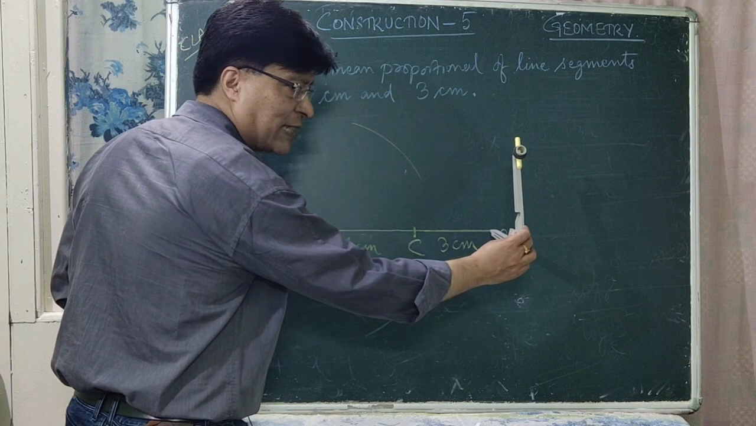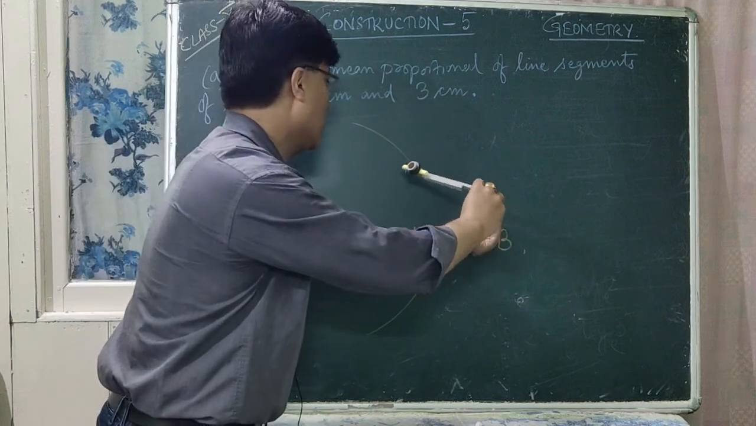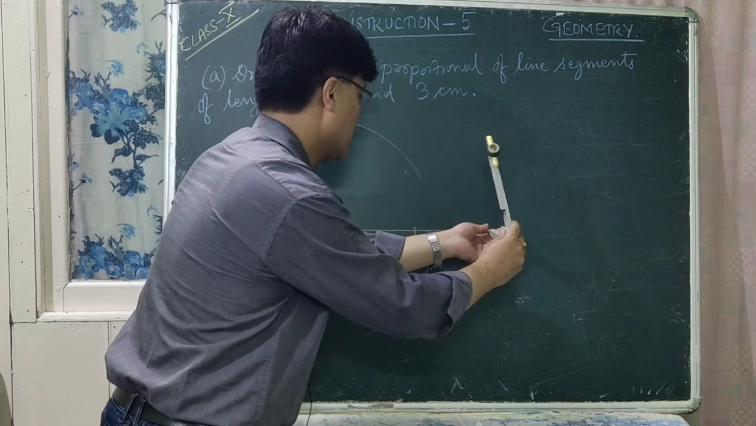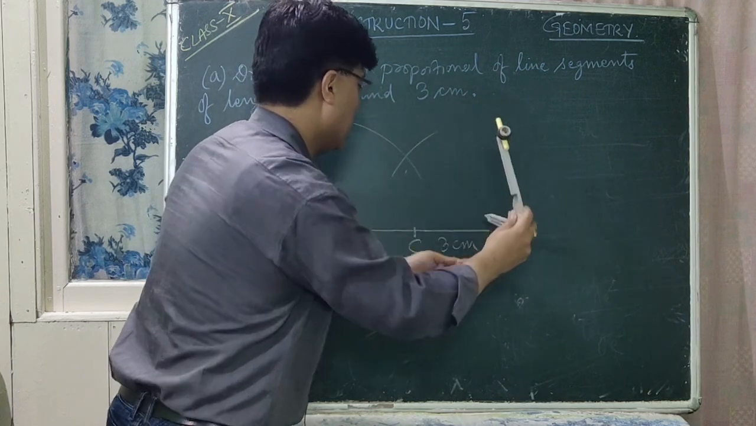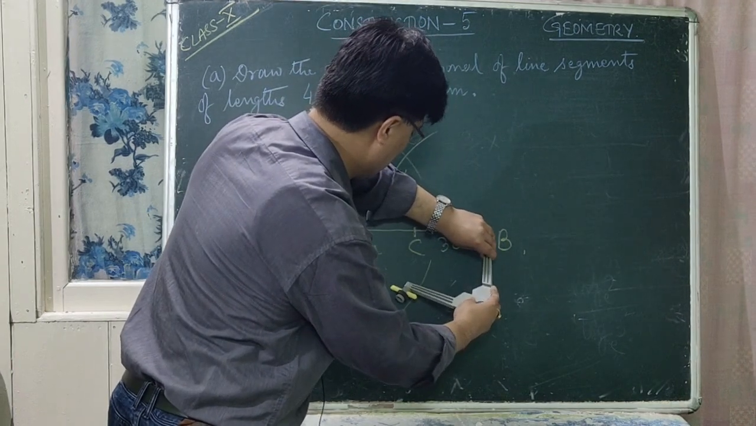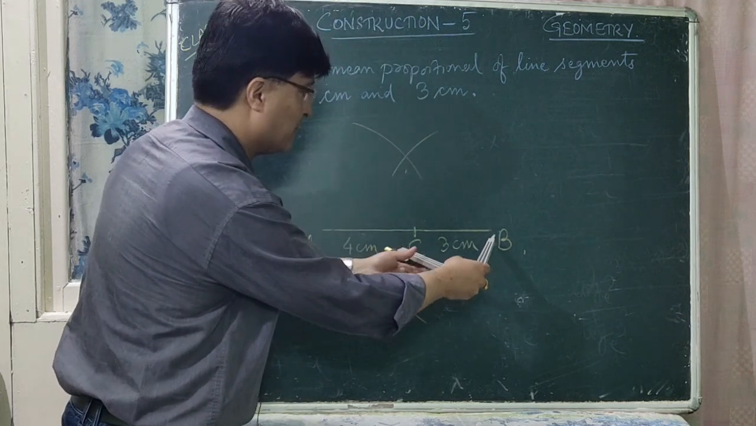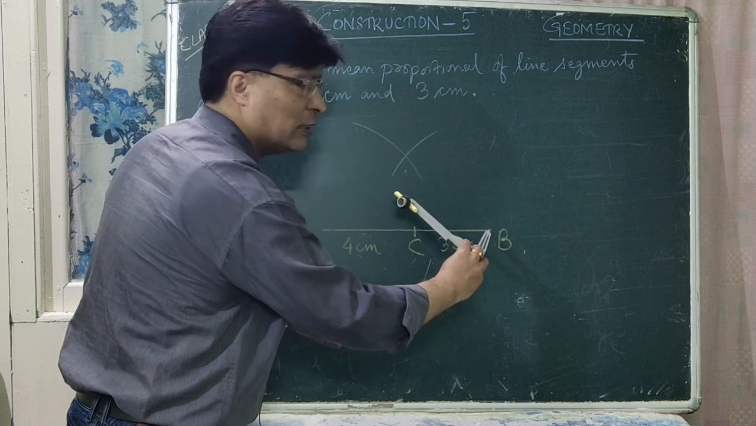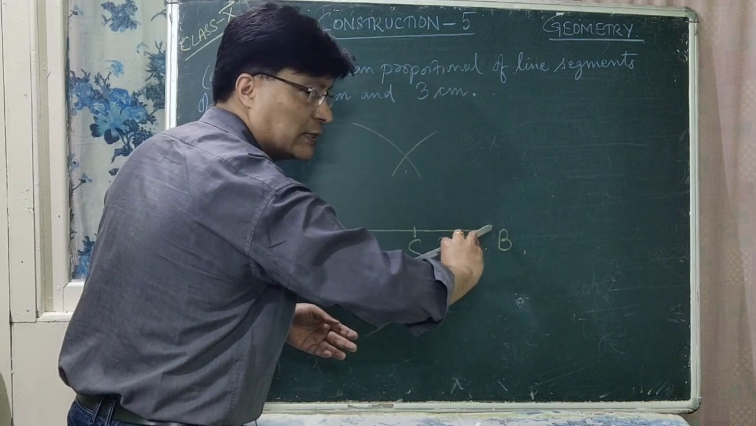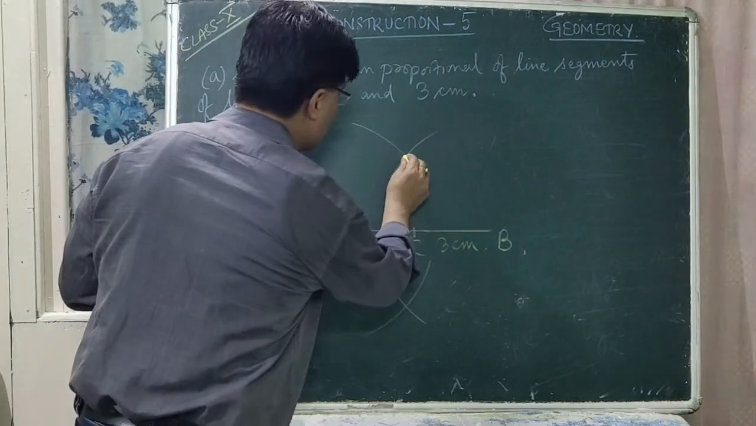The pointed needle of the compass is kept at the point B. Now again you have to draw two arcs, one above the line AB and one below the line AB, right? That arc will intersect the previous arc. At the point B you keep the pointed needle of the compass and then draw these two arcs. Is that clear? So now join these 2 points.